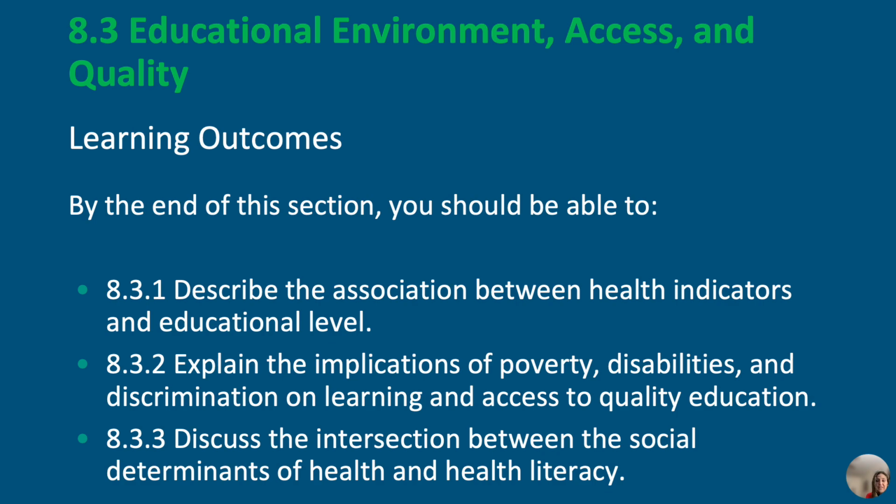Now, by the end of this next section, you should be able to talk about health indicators and education level, look at implications for poverty and disability and discrimination and quality education, and then really discuss this intersection between social determinants of health and health literacy.